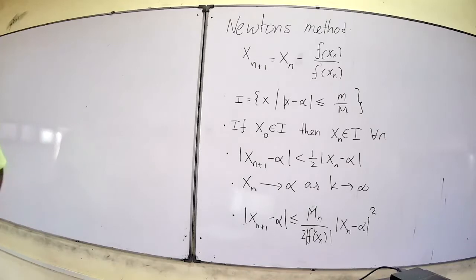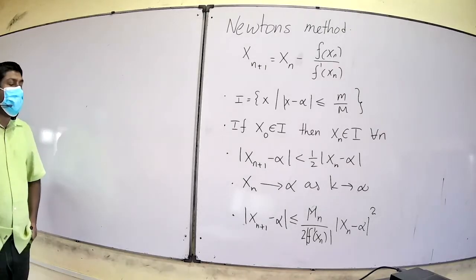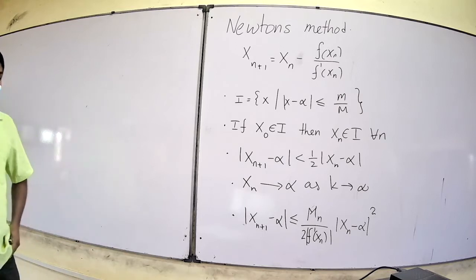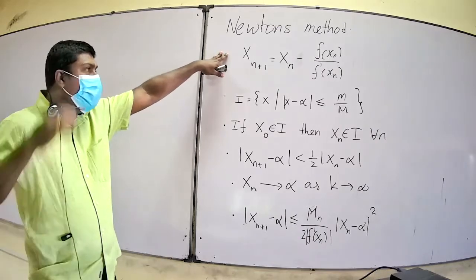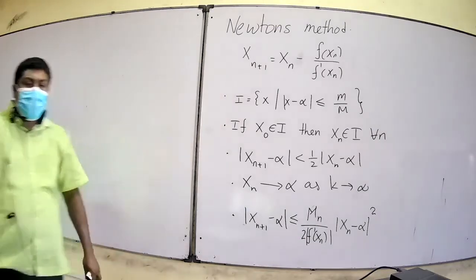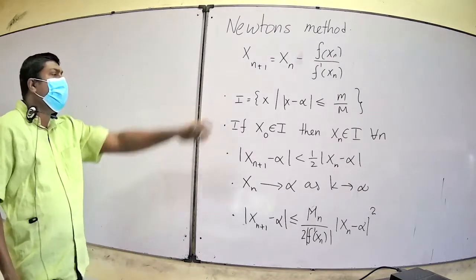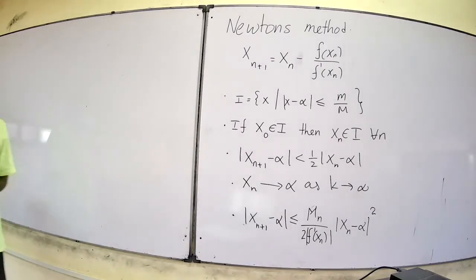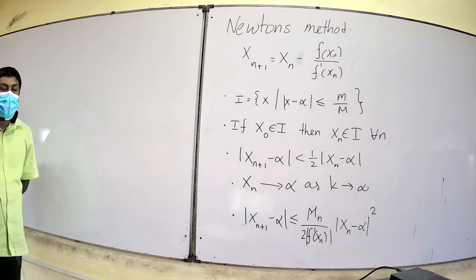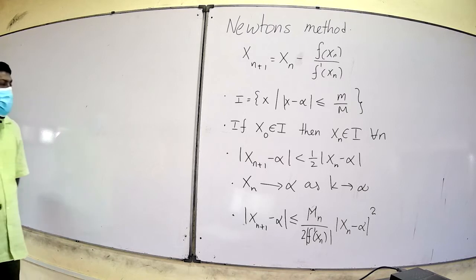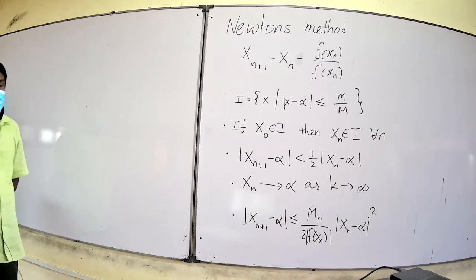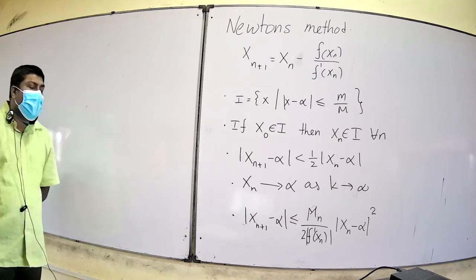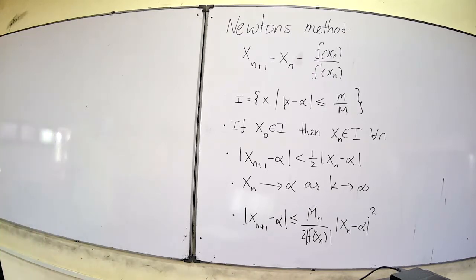Okay, so these are the results we saw last time, right? We defined Newton's iteration, Newton's method, to compute the zero of a function f. Then we defined an interval I, a small neighborhood around the zero alpha. And we proved that if the initial value lies inside that interval I, then all the iterates x1, x2 up to xn lie within the interval.